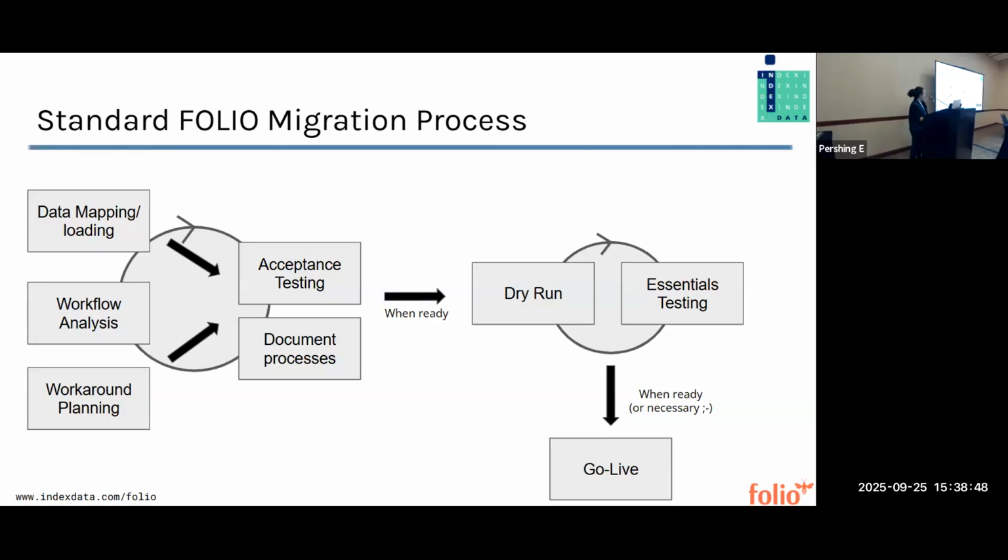And once we've done that so many times that your system is made of diamonds, we move on and we do our dry runs. We do additional testing, and we do that as many times as we have to. And when we're ready, or when we have to do it because you're going to lose access to your current system, we go live. So that's what this diagram right here represents.